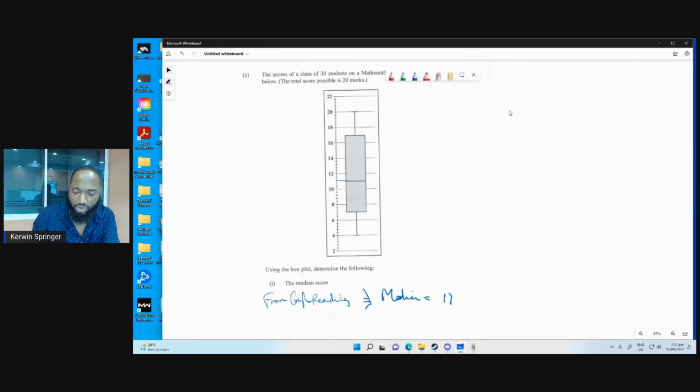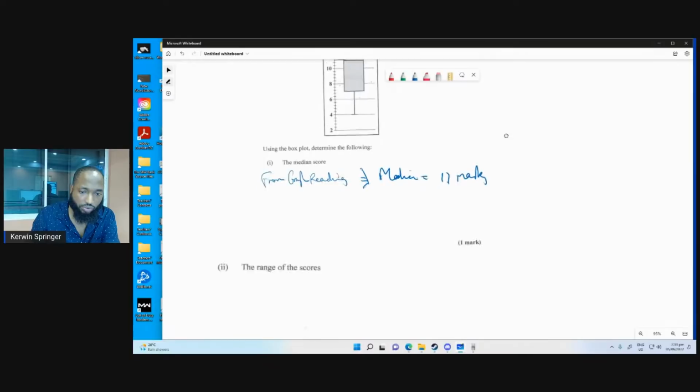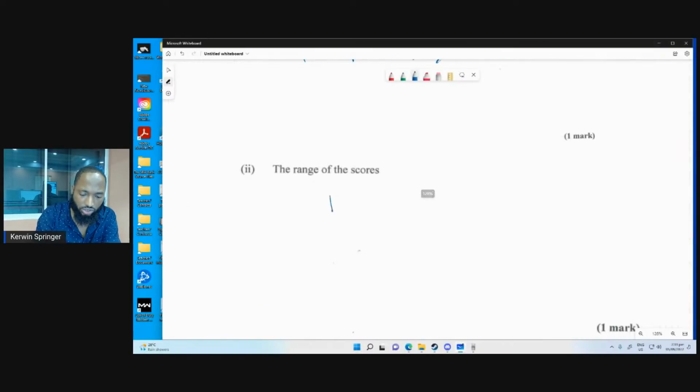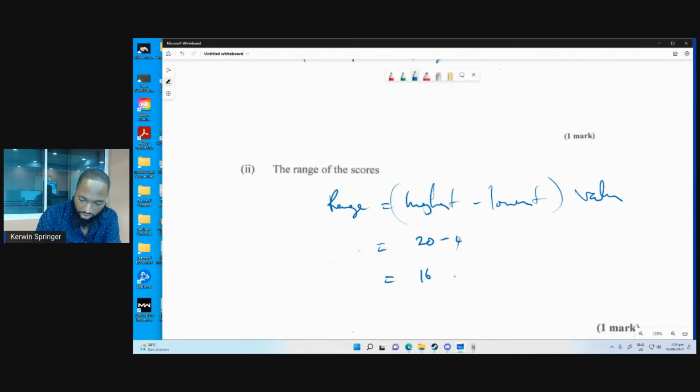11 marks. That is a score. The range of these scores is equal to the highest minus the lowest value. So it was 20 minus 4, so it's 16 marks.